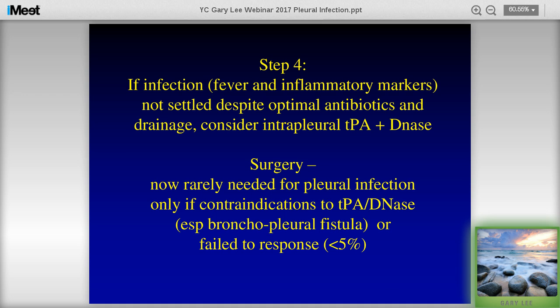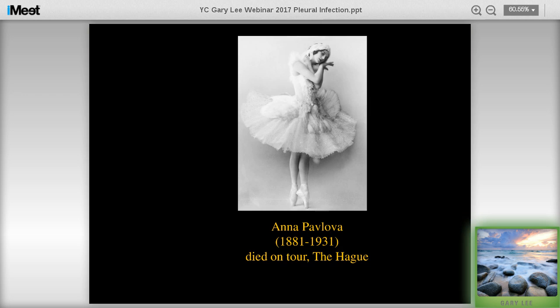And there's a very small number of patients who would have failed to respond to TPA DNase. And in our hands, in the last 100 or so patients, we were able to reproduce the MIST2 study and have a less than a 5% rate of sending patients to surgery.